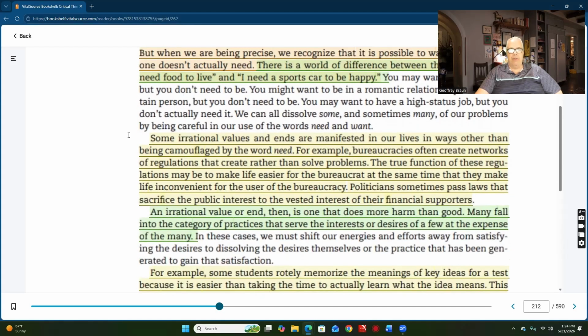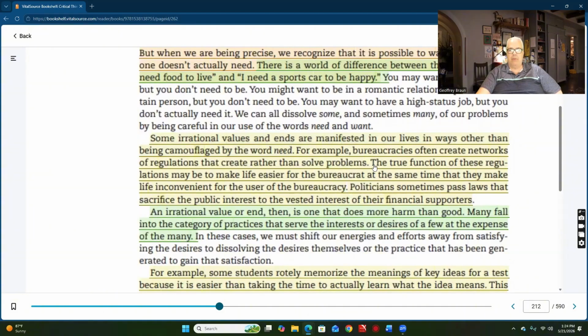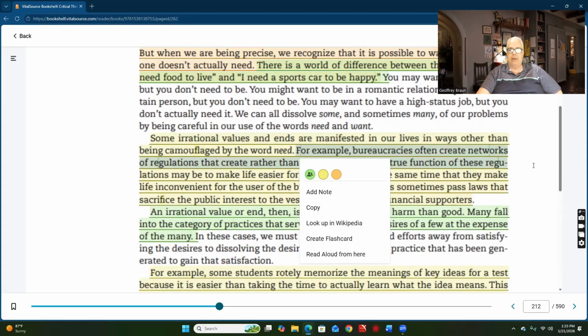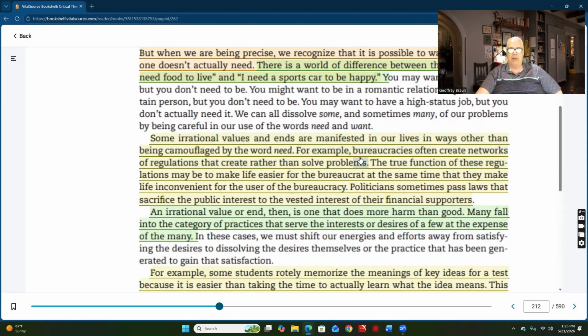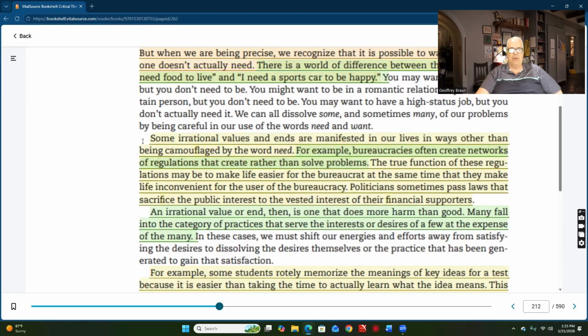Some irrational values and ends are manifested in our lives in ways other than being camouflaged by the word need. For example, bureaucracies often create networks of regulations that create rather than solve problems, and that one you should look into, right? People think that the government passing regulations is the end all and the cure all. That's going to solve all the problems.